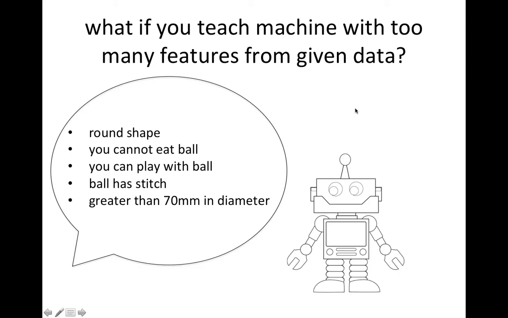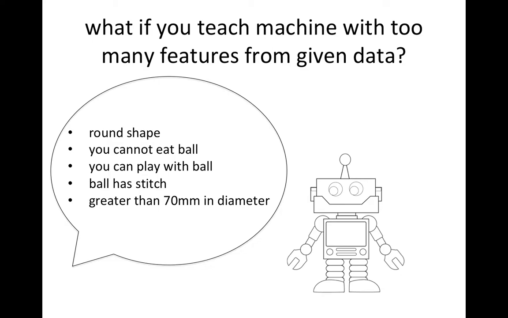Well, here is another situation. What if you teach the machine with too many features from the given data? As I told you, we have the baseball, basketball, and the soccer ball at home, and you want to get more common features from this training data, like the ball has stitches, and these balls are greater than 70 millimeters in diameter. For example, the baseball is something like 70 millimeters in diameter.